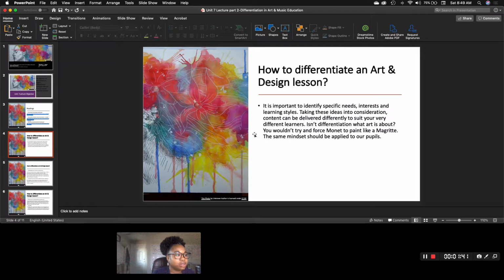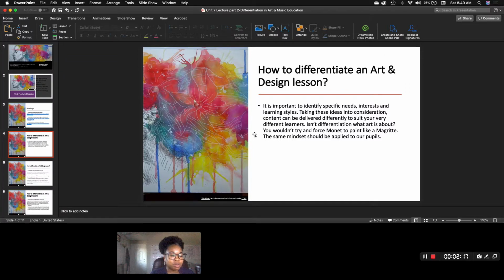So, how to differentiate an art and design lesson. They start talking about differentiation overall, which I think is critical for people to really understand what differentiation is and how it should be applied. And then they go into the specifics of the actual art class. Taking these ideas into consideration, that every student has specific needs, interests and learning styles, it says that content can be delivered differently to suit your very different learners. Is differentiation what art is about?